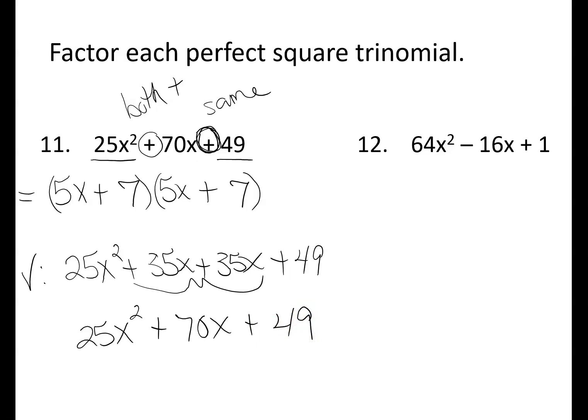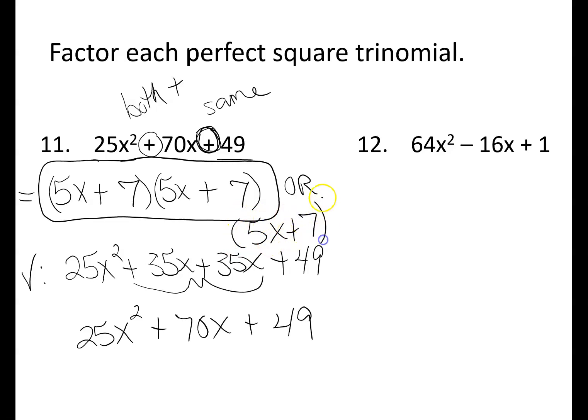So it is correct. You can leave it like this, or because it's the same factor twice, you could write it as 5x plus 7 squared. And there will be times when we need to write it that way. Here in this section, either way is fine.